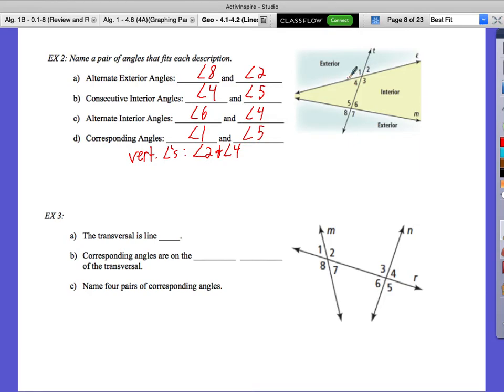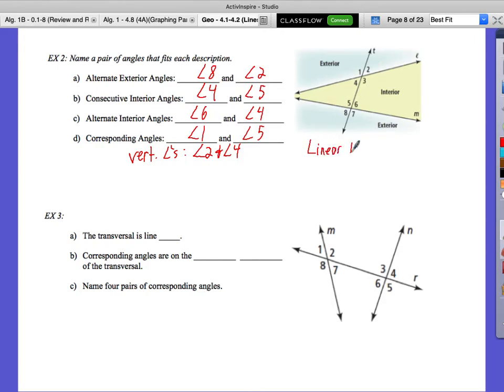Their sides make those lines, or an X, okay? And they're opposite each other. What do we know about vertical angles? They are always 100% of the time what? Congruent, okay?